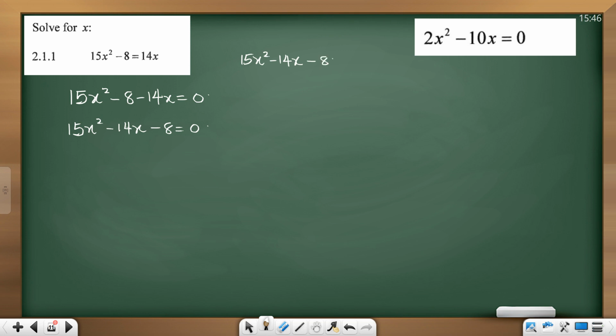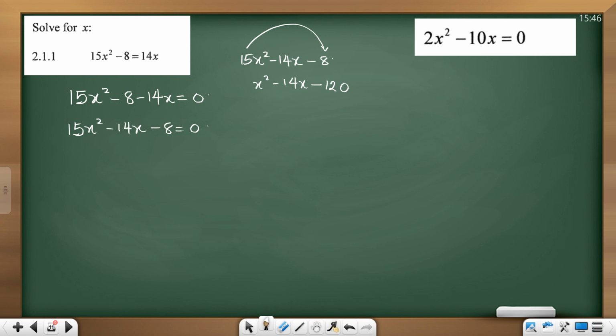Now we multiply that 14x minus, what is 15 times 8? You multiply this. That will give us 120. Lovely. Now I've got to find two numbers that when I multiply them will give me 120, but when I add, it will give me 14. I did tell you how to do this. Please give me the factors of 120.